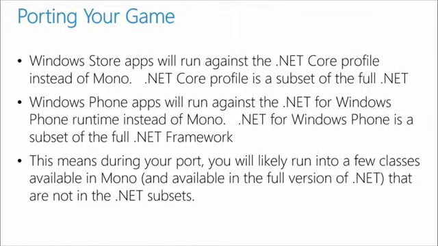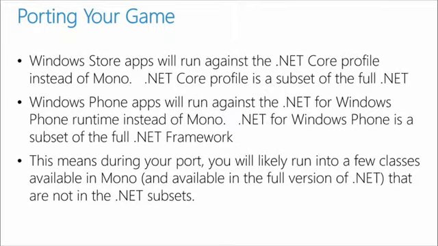Right. So when your Windows Store apps are running on the Windows Store platform, they're running the .NET Core profile instead of Mono. And the .NET Core profile is actually a subset of the full .NET. So not everything that is in .NET is in the .NET Core profile. Also, the Windows Phone apps, when they run against their platform, are running the .NET Windows Phone runtime as opposed to Mono. And again, the one for Windows Phone is a subset of the full version. So there are a few hangups there. Yes, some things might be missing, and we'll take a deeper look at what.